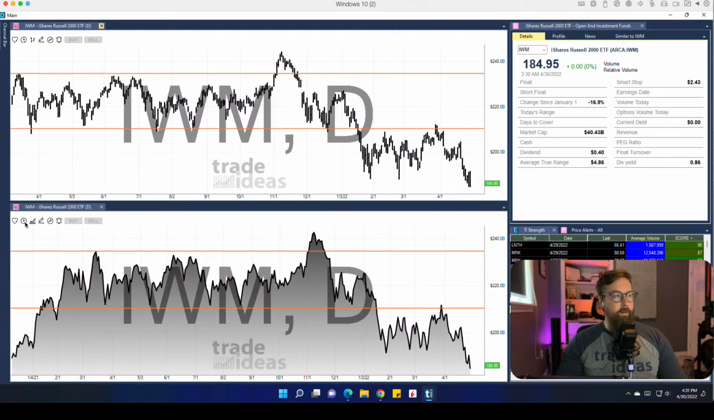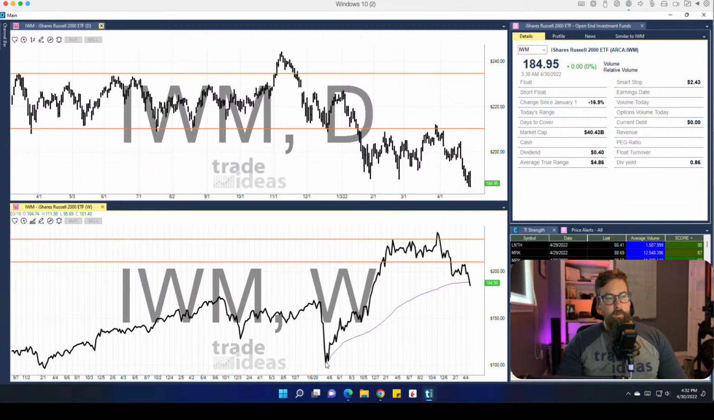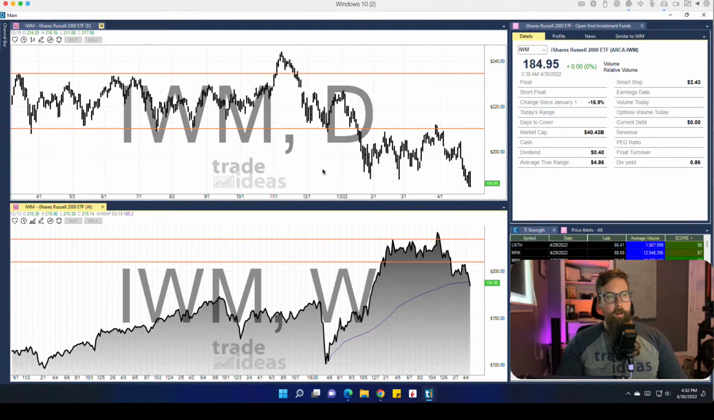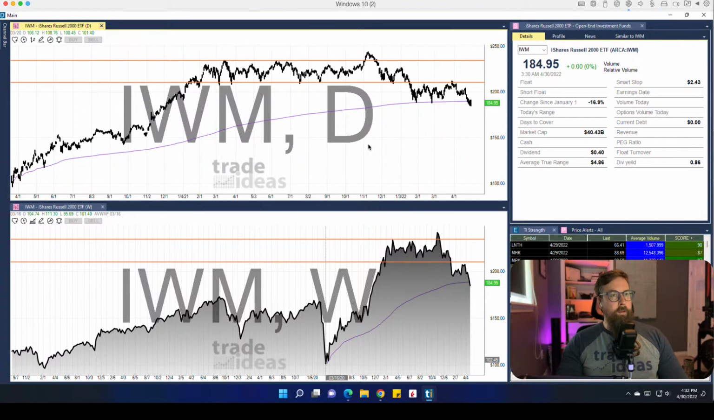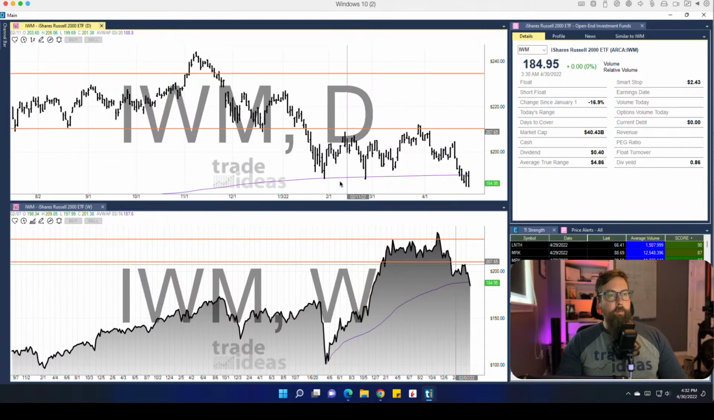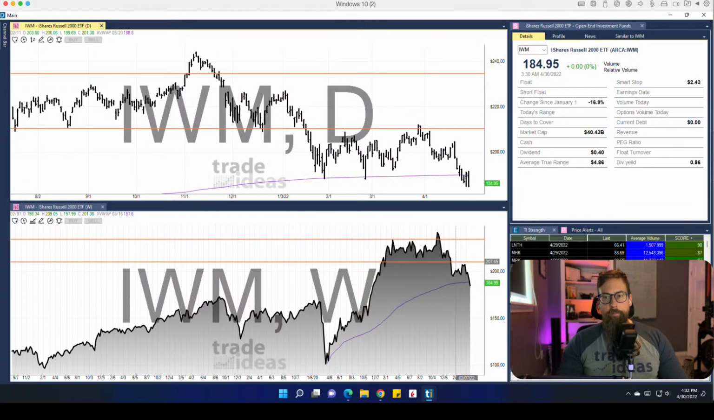IWM looks really bad. Let's go weekly here. Right, this one's rolling over. Let's do an anchored VWAP here from the all-time lows or COVID lows. You can see we're below that now. And that's something that I was watching on this one for a while. You just click on that. Right, so that's the anchored VWAP from all-time lows, and we've broken down and closed below that now. So this looks ugly as well.